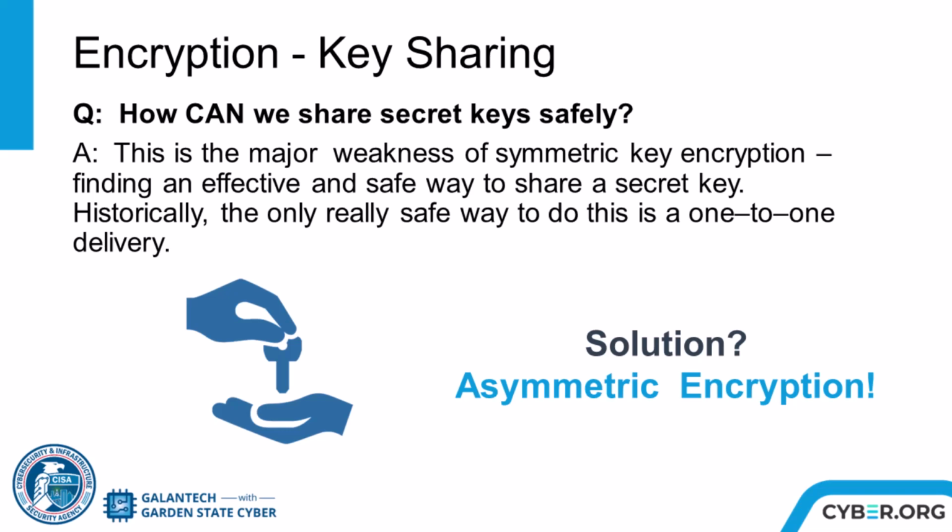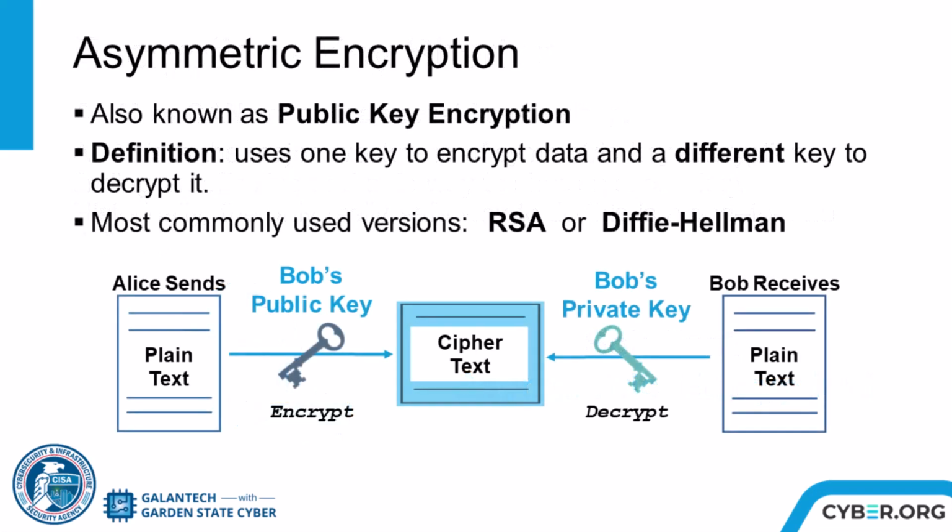The invention of asymmetric encryption, which is also called asymmetric cryptography, was groundbreaking and has made a profound impact on our use of technology simply because it solves the problem of secure key exchange. Asymmetric encryption is also known as public key encryption, which uses one key to encrypt data and a different key to decrypt it. The most commonly used versions are RSA or Diffie-Hellman.